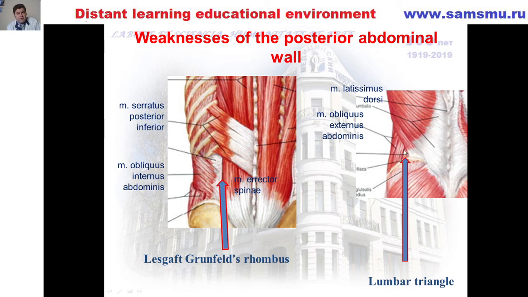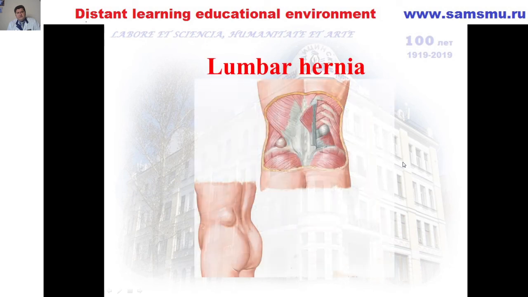This is the lumbar triangle, or Petit's triangle, and you may see three borders of this triangle. You may see the lateral border is musculus obliquus externus abdominis. You may see the superior medial border, musculus latissimus dorsi, and you may see the inferior border, this is the iliac crest. So you may see the lumbar hernia. You may see the protrusion of this wall in these weaknesses of the posterior wall.